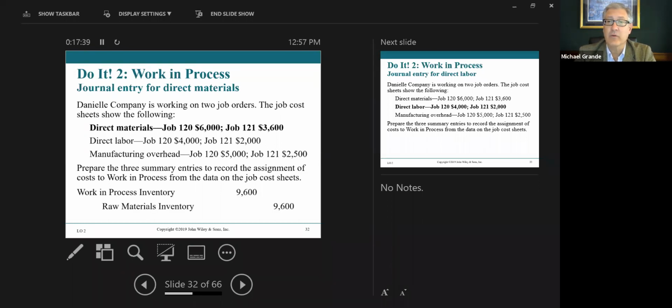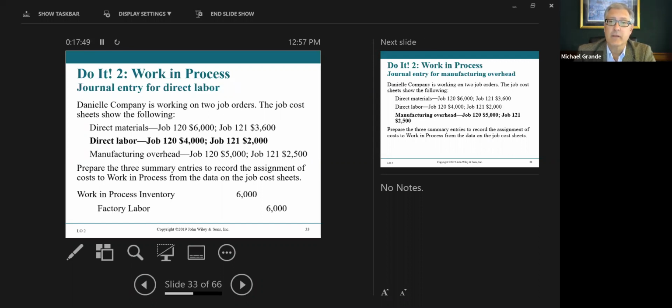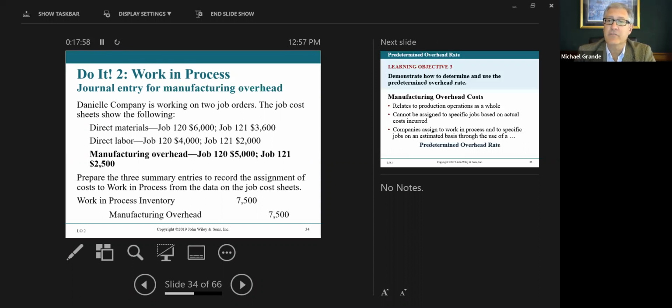So this is for the requisition of materials, specifically direct materials. Here's for the recording of direct labor. And here's for the recording of manufacturing overhead, which is traceable to these jobs.